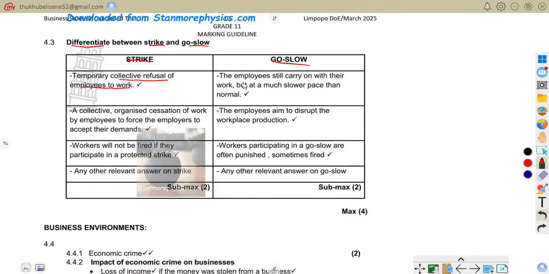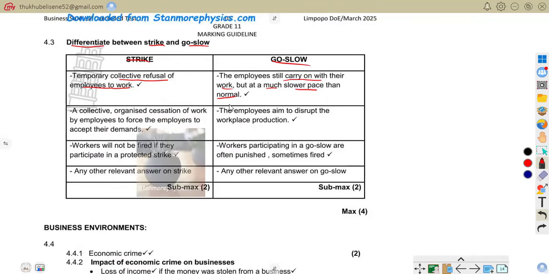But go slow: the employees still carry on with their work, but at a much slower pace than normal. So employees continue working, but deliberately reduce productivity because they're going to work very slowly. They're going to reduce the pace of working. Hope we are together on that.